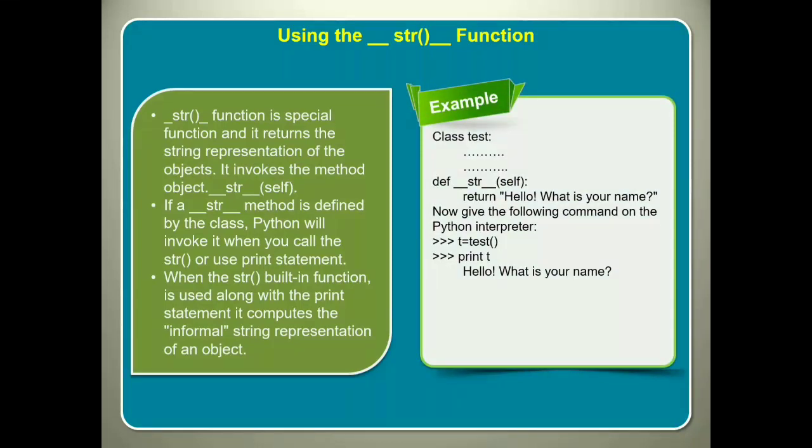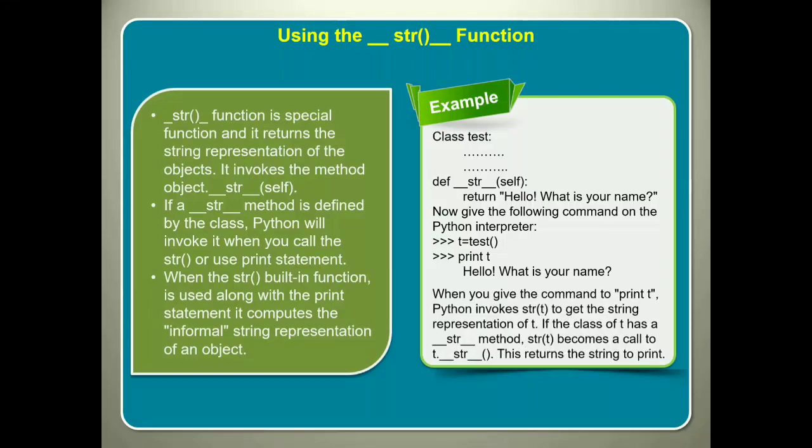Now give the following command on the Python interpreter. When you give the command to print t, Python invokes str(t) to get the string representation of t. If the class of t has a __str__ method, str(t) becomes a call to the t.__str__ method. This returns the string to print.